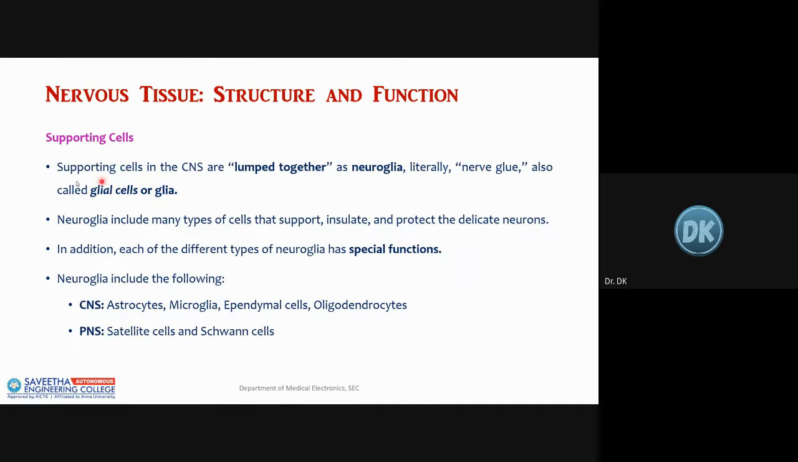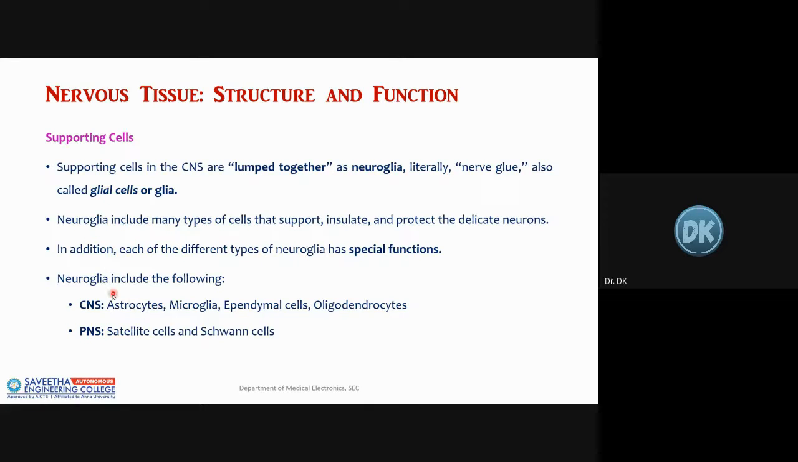So these are the supporting cells. They connect all the nerve cells to one another like glue. The main functions of neuroglia: it will support the nerve cells, insulate the nerve cells, and protect the delicate neurons. The nerve tissues, all the neurons, it will support, insulate and protect. So these are the main functions of your neuroglia.